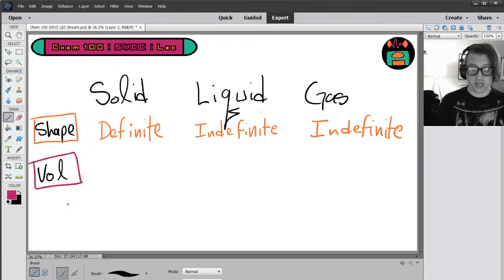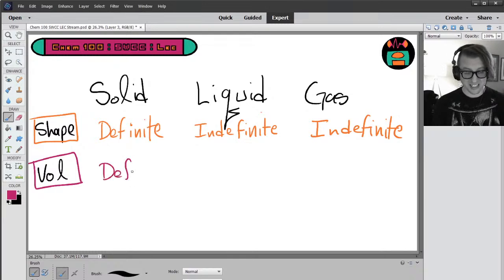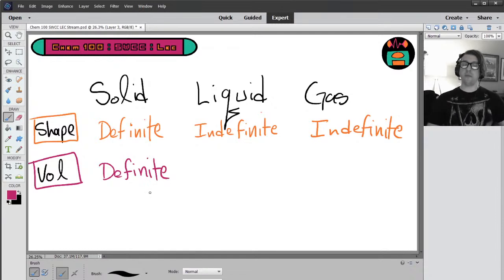We can also talk about the volume. The volume occupied by a solid is definite, right? It doesn't change. And the volume occupied by a liquid is also definite.